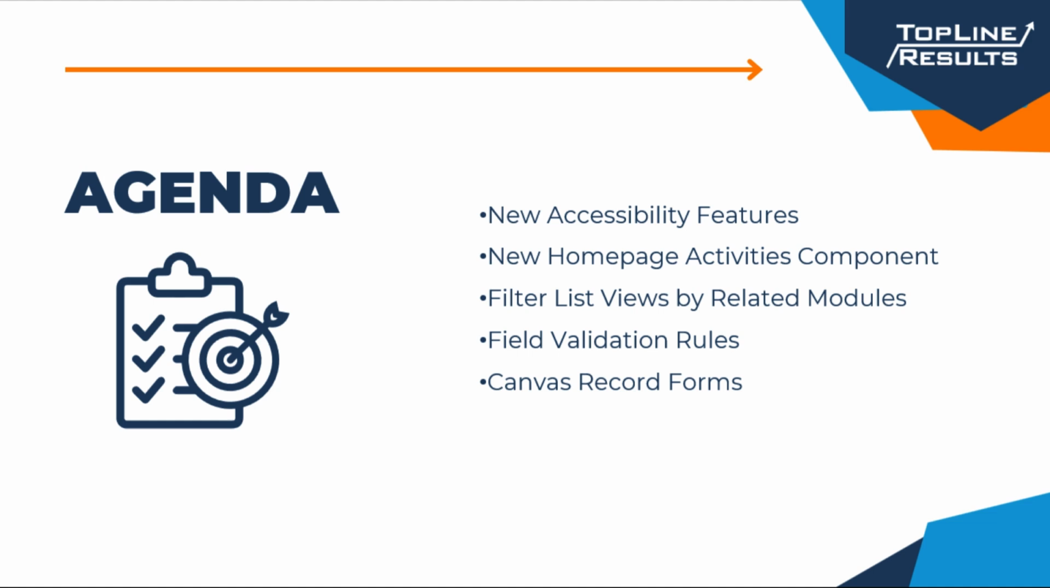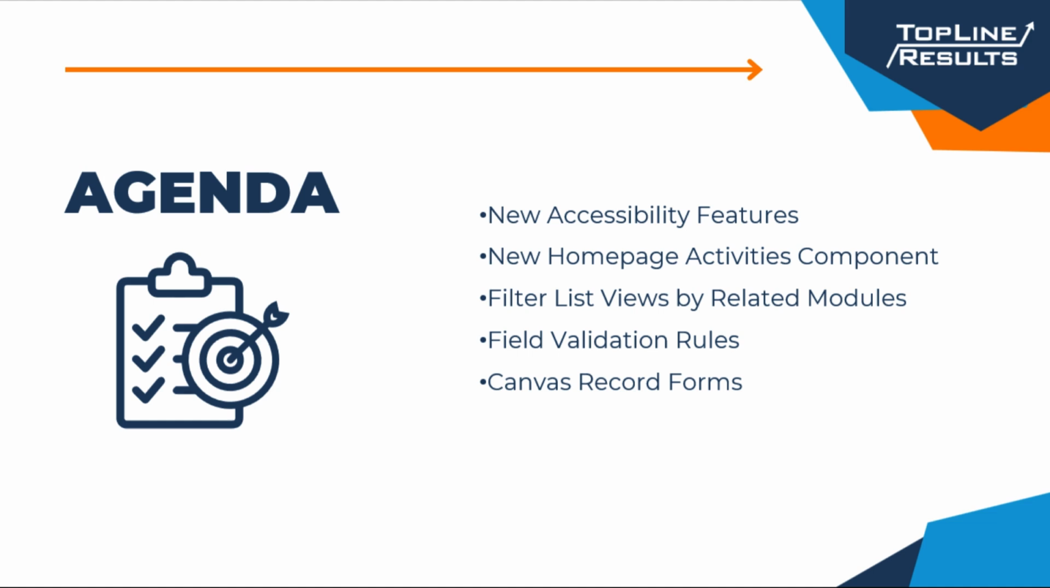Now, in today's webinar, we're going to be taking a look at some of the new accessibility features that Zoho has to offer, as well as a new homepage activities component you can find on the classic dashboard. We'll then take a look at how we can now filter our list views by information in related modules.